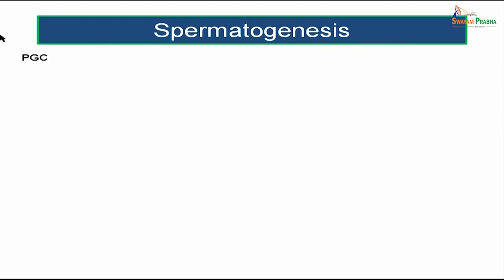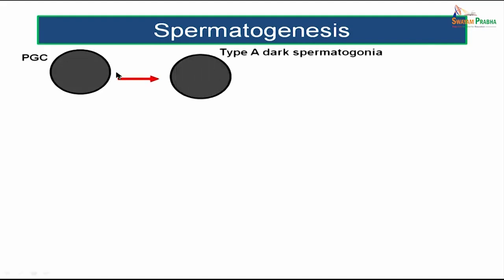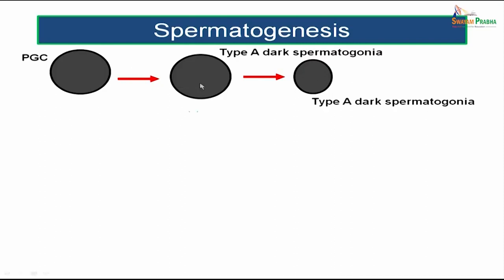We have the primordial germ cells, as we have already seen in oogenesis. They give rise to a group of cells known as type A dark spermatogonia. What happens to type A dark spermatogonia? They form more type A dark spermatogonia and some type A pale spermatogonia. So you have two groups, one is the dark type and the other is the pale type.